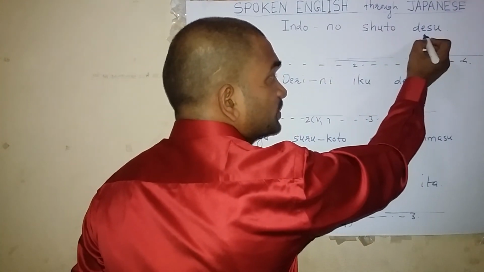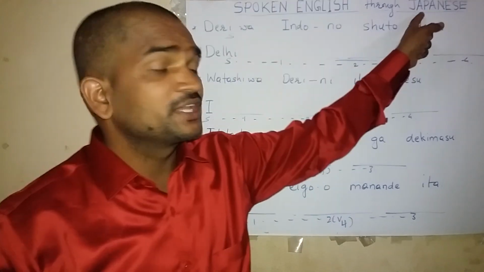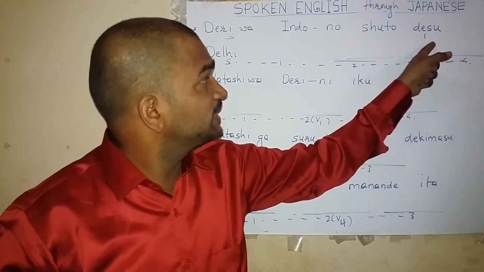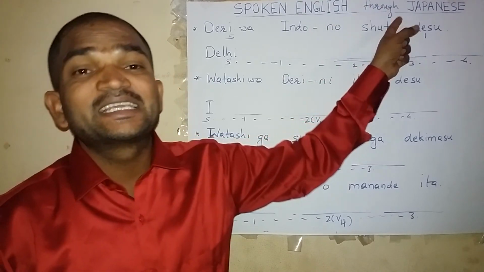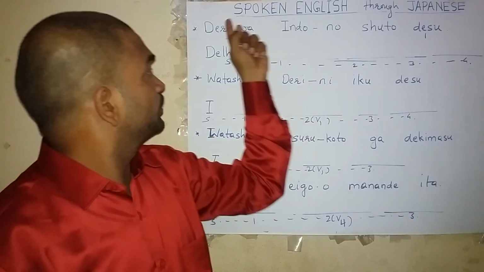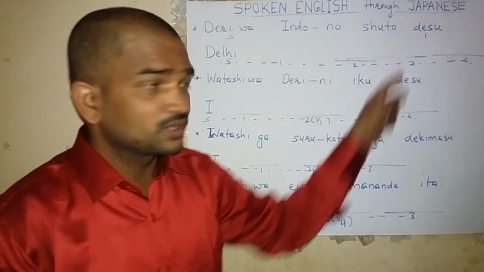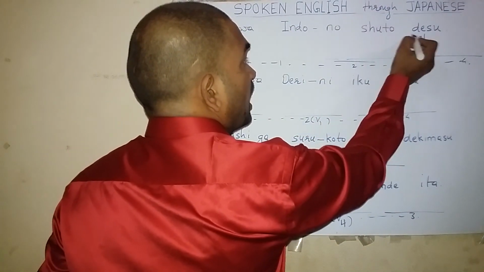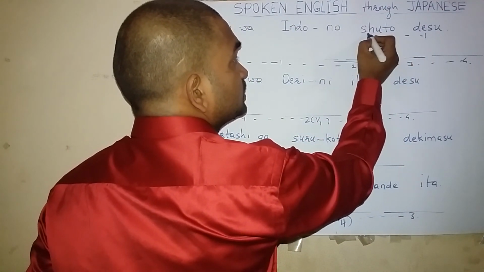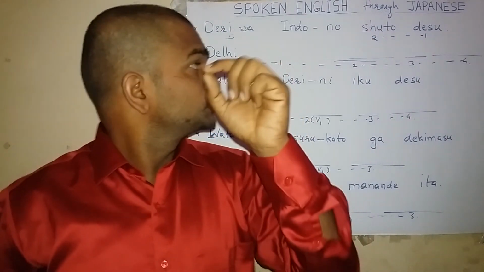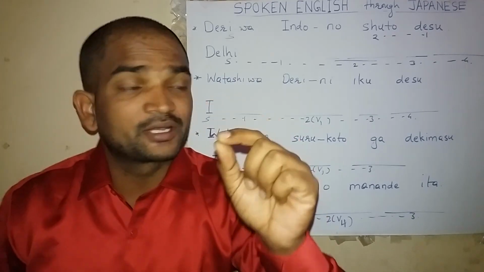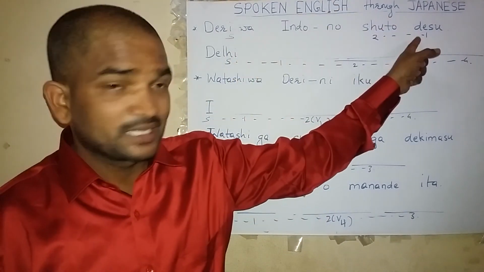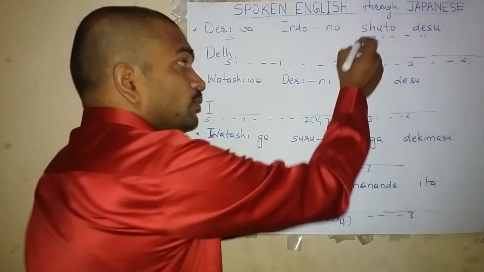Here, at the end of the sentence, above one is desu. The English word for desu is "is". Look here. Delhi is. Before one, above two is shuto. The English word for shuto is "capital". Look here. Delhi is the capital.